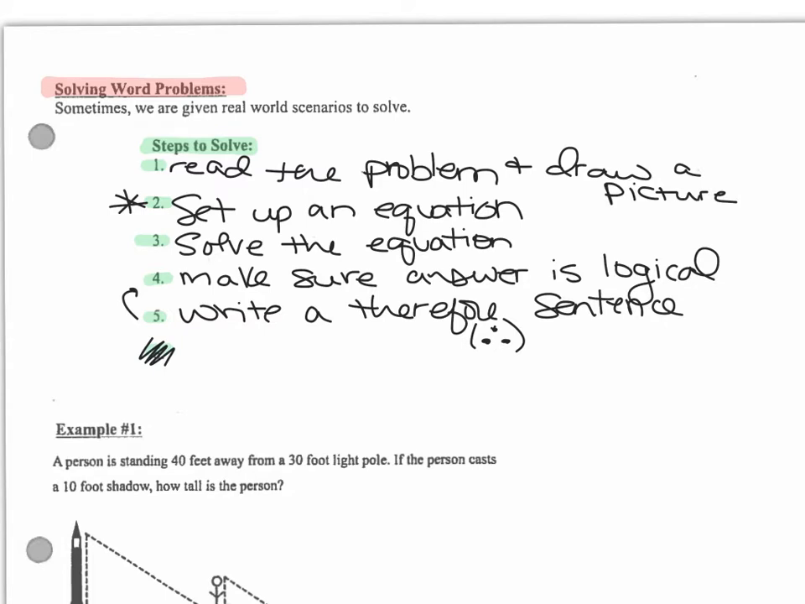So step 1, I'm going to read the problem and draw a picture. Step 2, I'm going to set up an equation. Step 3, I'm going to solve the equation. Step 4, I'm going to make sure my answer is logical. And how I'm going to make sure my answer is logical is I'm going to write a therefore sentence. The way I always think, it's just good habits that if you start with words, you end with words.